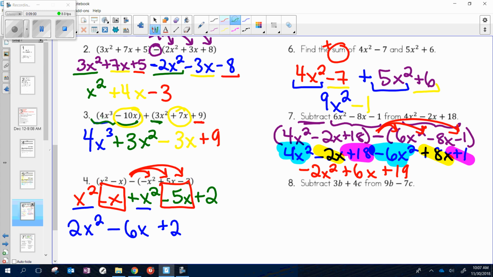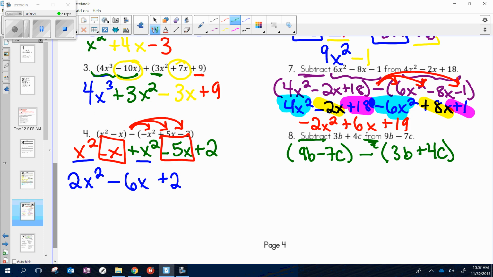For question 8, we're now looking at subtraction again. So we're going to take our second term, because we're subtracting 3b plus 4c from the 9b minus 7c. So that 9b minus 7c comes first. Subtract, and 3b plus 4c. Since this is subtraction, we need those parentheses to help us with our distribution of that negative 1 to each of the terms. And this is a binomial because there's 2 terms. After my distribution of the negative, I would get 9b minus 7c minus 3b minus 4c.